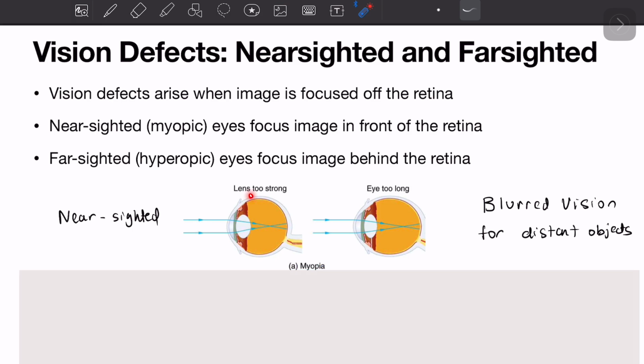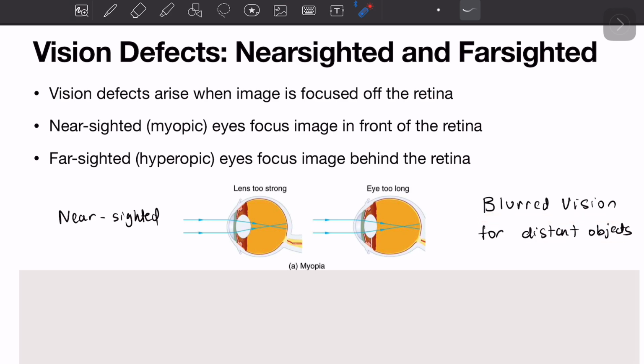Either the lens is too strong, so the image is being focused somewhere in front of the retina, or another reason could be the eye is too long. So in the process of focusing the image, the distance is no longer the 2 centimeters, which is the typical length. And the consequences of nearsightedness are you have blurred vision for distant objects. So when you're looking at faraway things, they appear a little bit blurry.